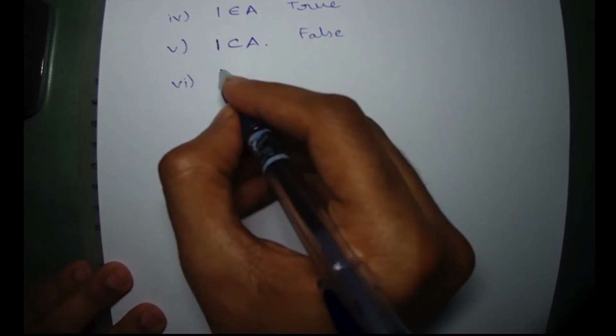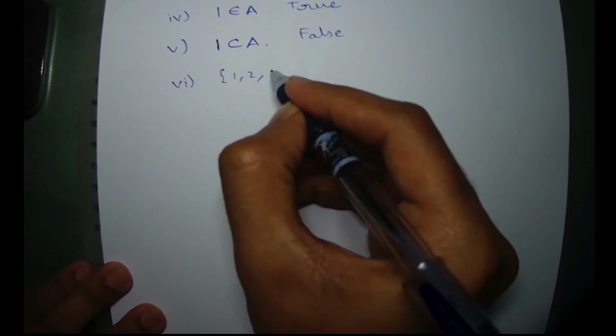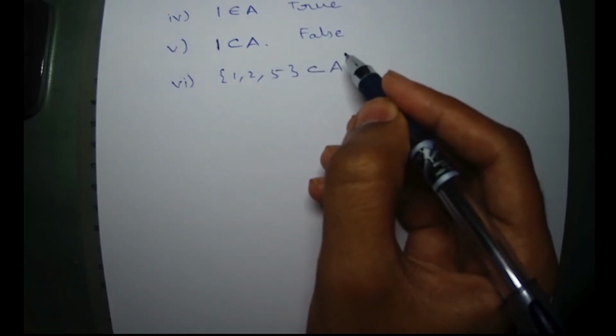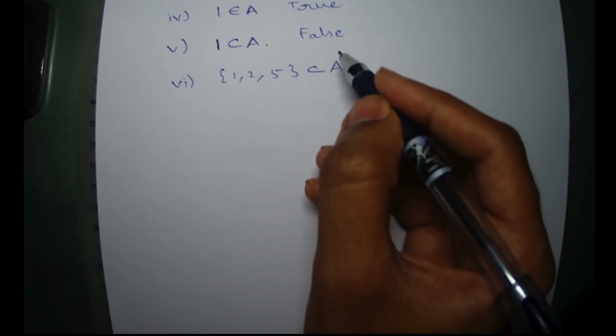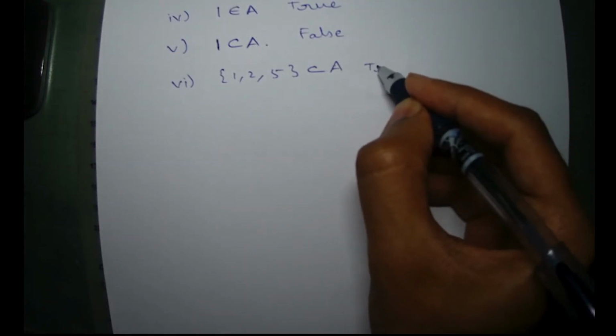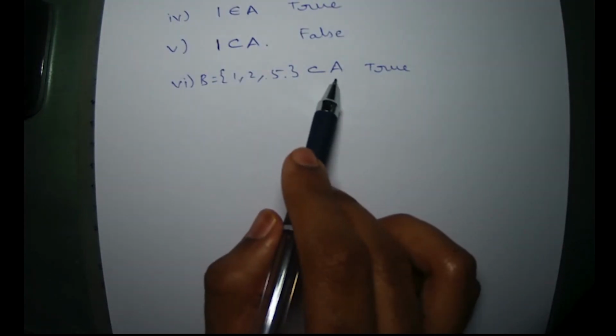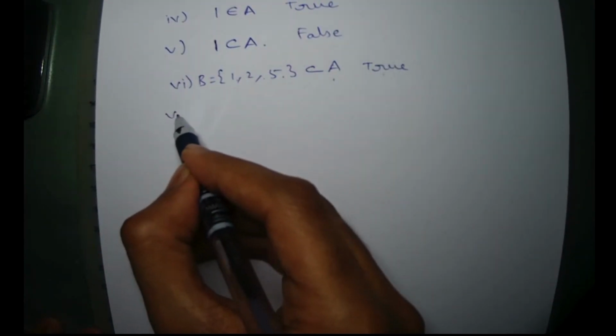Statement 6 is {1, 2, 5} is a subset of A. So this is a true statement. We can take this as another set, set B, which has 1, 2 and 5. We have 1, 2, 5 present in set A. So set B is a subset of A, so it is a true statement.